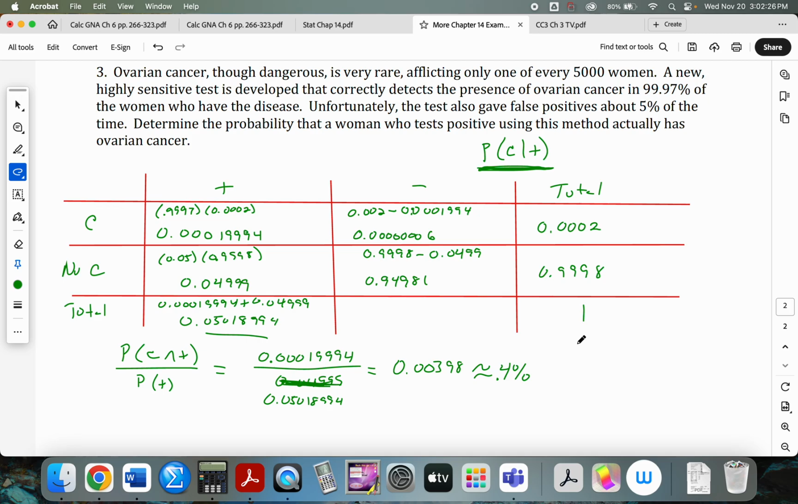Notice again, this is a really good and effective test. But if it says that you have cancer, there's only about a 0.4% chance that you actually do have cancer. So again, as we discussed the other day, when you do a test like this, you almost always have to do additional testing. Frequently a doctor will talk about your preliminary diagnosis is that you have ovarian cancer, but we want to do more tests in order to be sure. Okay, that's it for this.